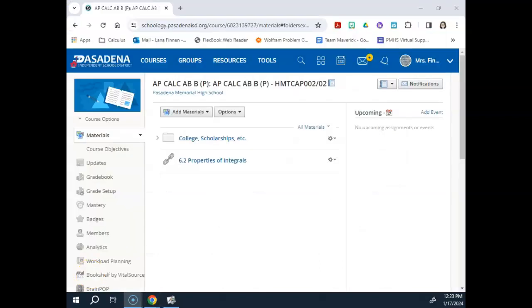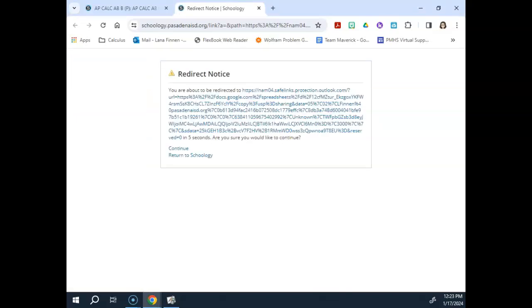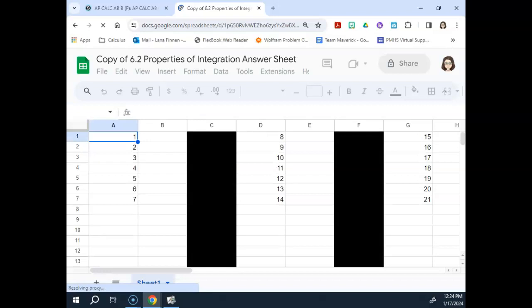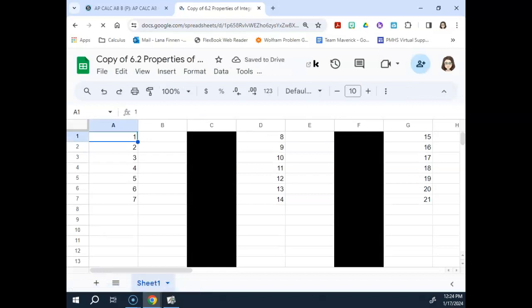In Schoology, the link that is in there, because I just put it in there, that's what made me realize I didn't put the rest of the stuff in there. You have this link of properties of integrals. You're going to click on that. It's going to give you a redirect, and you can say continue because it's coming from Schoology. And then it's going to ask you to make a copy of the document, so you just click make a copy.